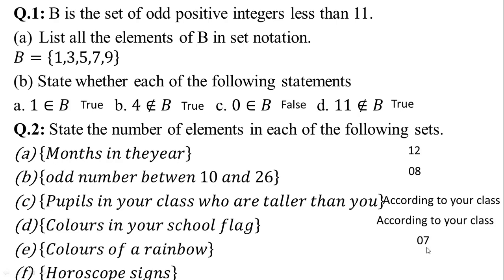In question number 2, part f, horoscope signs. These are the stars. So 12 months, these are 12 stars. So this answer is 12. So the answer of part f is 12.